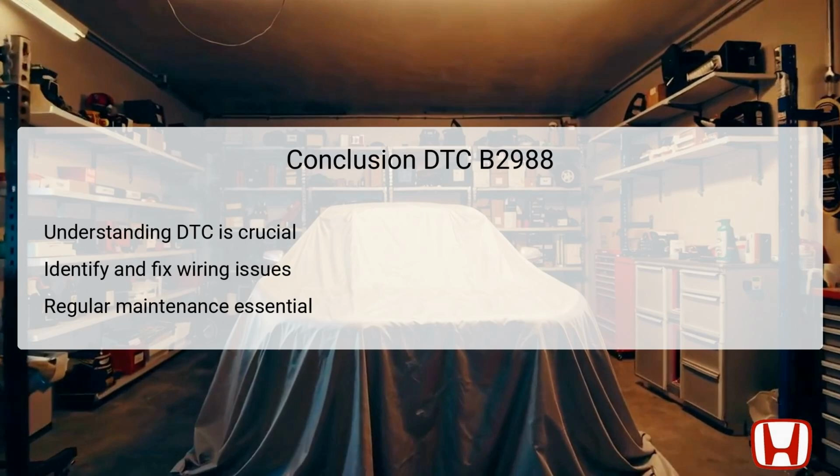The troubleshooting steps outlined provide a comprehensive framework for technicians to follow, thus optimizing diagnostic accuracy and repair outcomes. Furthermore, implementing regular maintenance practices is essential to prevent future occurrences of this DTC and to guarantee sustained system reliability. Overall, addressing DTC B2988 in a timely and effective manner will enhance the driving experience through improved air conditioning performance.